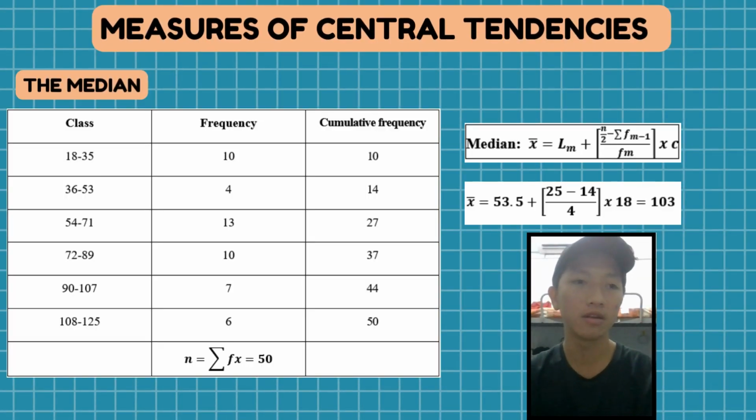Next is the median. To get the median, we divide the sum of the frequencies by 2, then look at the cumulative frequency where the number is n. Take that class and calculate together with the lower class boundary and class size. This is the equation of the median, and after calculating it, the median of the labor force is 103.